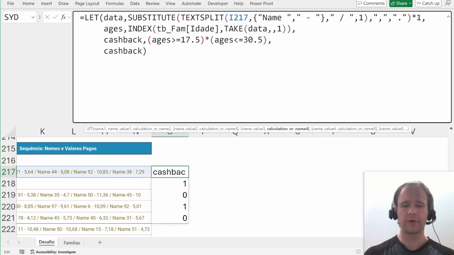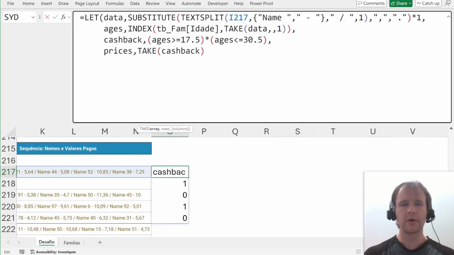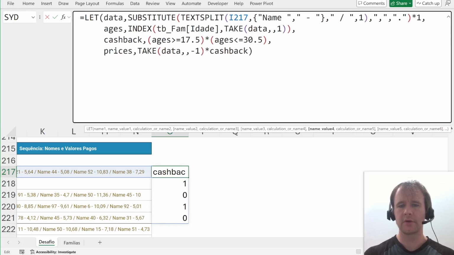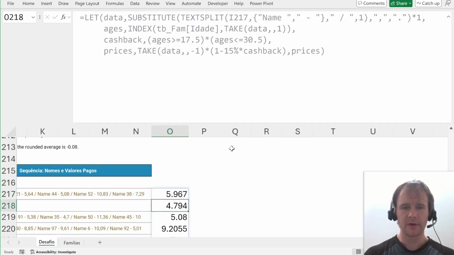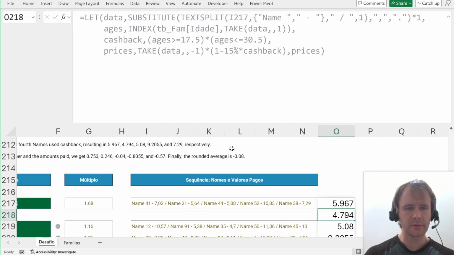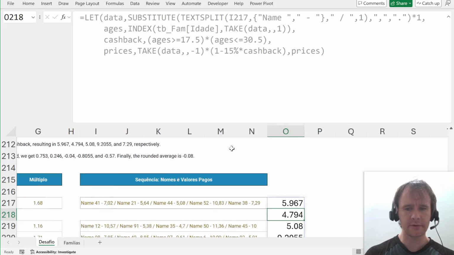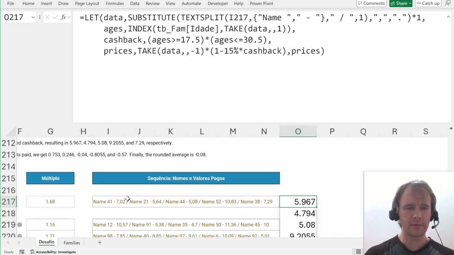So then I want prices will be take data last column times 1 minus 15% times cashback. So in other words, if it's cashback, I take off 15%, otherwise I don't, and return prices so we can look at them. 5.96, yes, 4.794, yes, 5, okay, good. And then we want to compare these to the multiple.